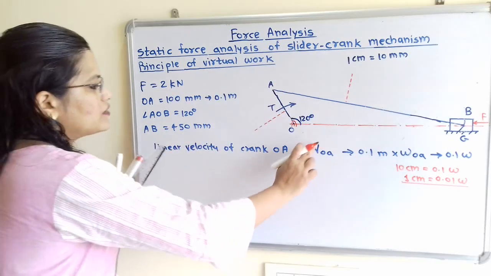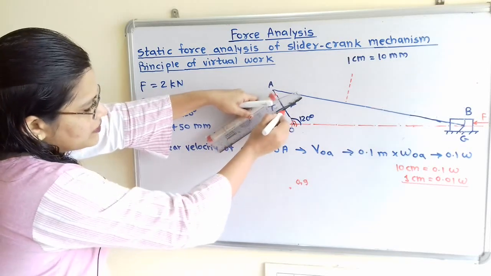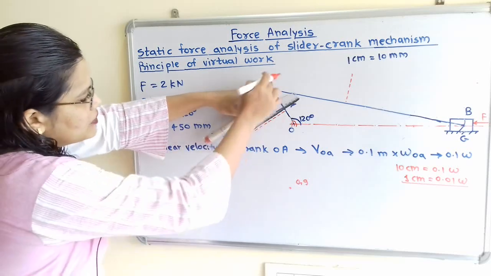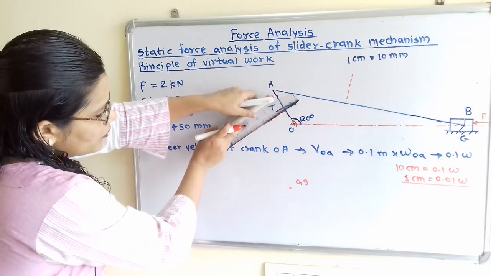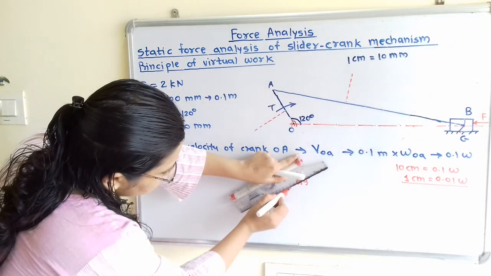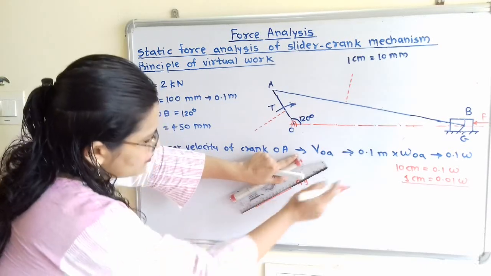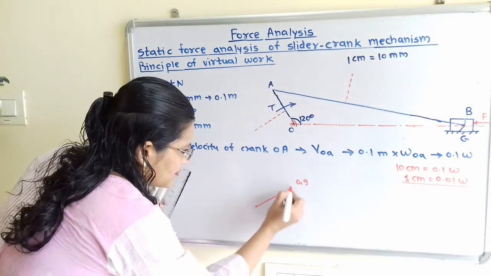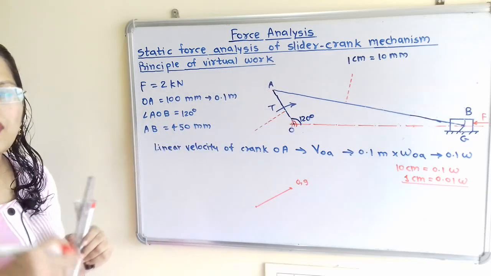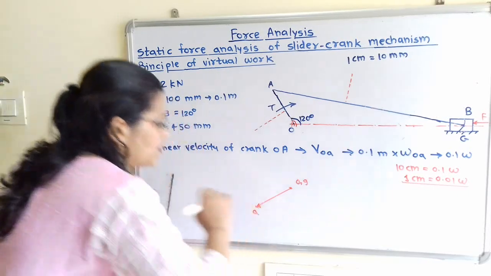For the velocity of link OA, I have to take the line parallel to this, because the velocity is along this line, which is perpendicular to the link OA. Along this line I will show the distance equal to 10 centimeters. So this is the line for 10 centimeters. This is the fixed point, and this is the velocity of A with respect to O. We show the direction here, and this point will be point A.